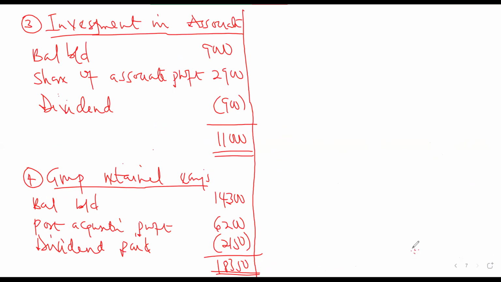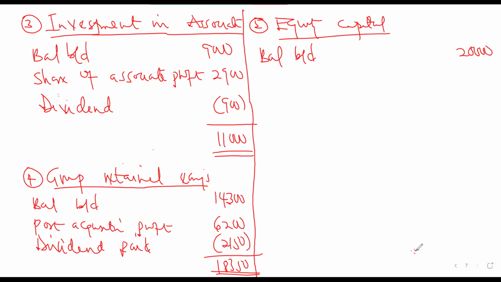So let's have the equity capital. How would that be calculated? So we have the equity capital. They have the balance brought down. Okay, of how much is the balance brought down? 20,000. That will be 20,000. Okay.